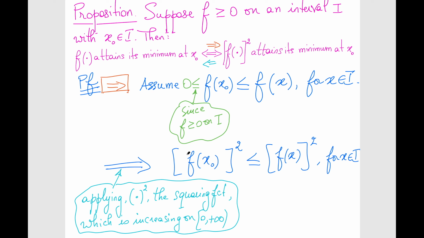Look, read this. This means that x naught is where the square of f is going to attain its minimum, because it's dominated by all other values that the square of f takes, correct? So we showed the left to right implication, the brown one. Now we're going to go with the green one, so right to left.